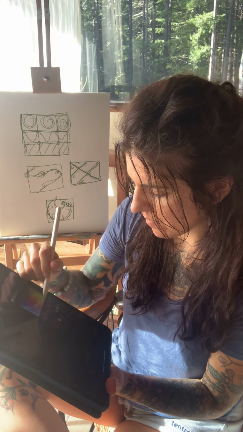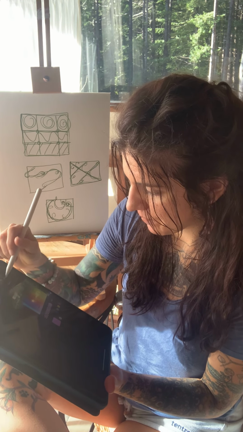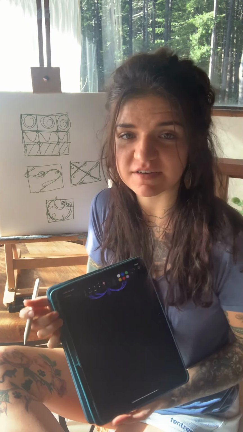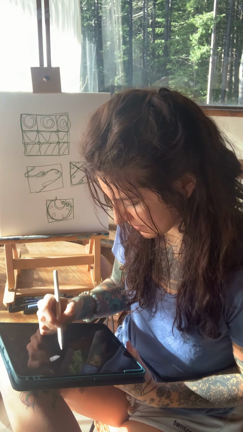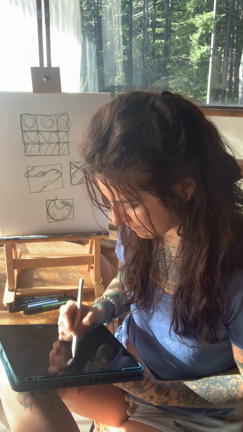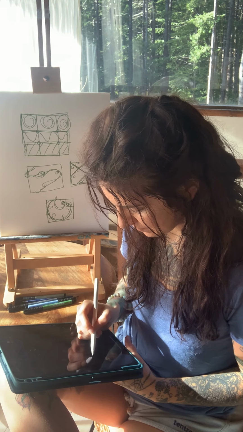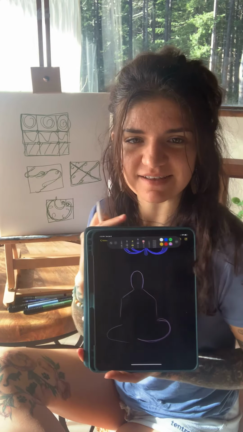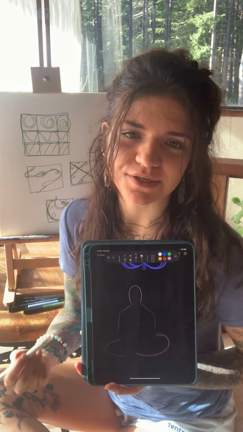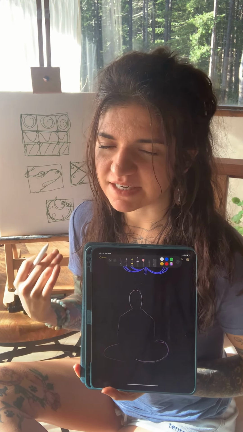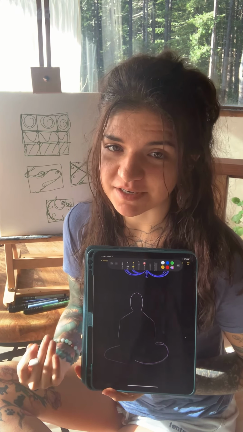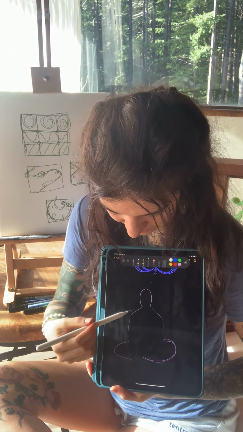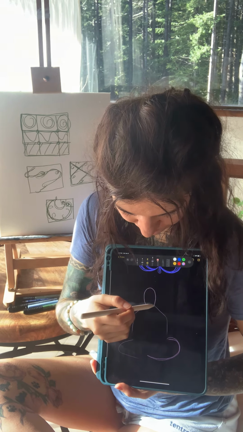I'm going to do this light purple. Okay. So this doesn't have to be perfect. I'm just going to sketch it out. So you can just draw your head, your shoulders, and your legs. You can imagine you're sitting cross-legged like this. So what we're going to do is you're going to take a deep breath and you're going to really tap into your body, and you're going to draw your energy.